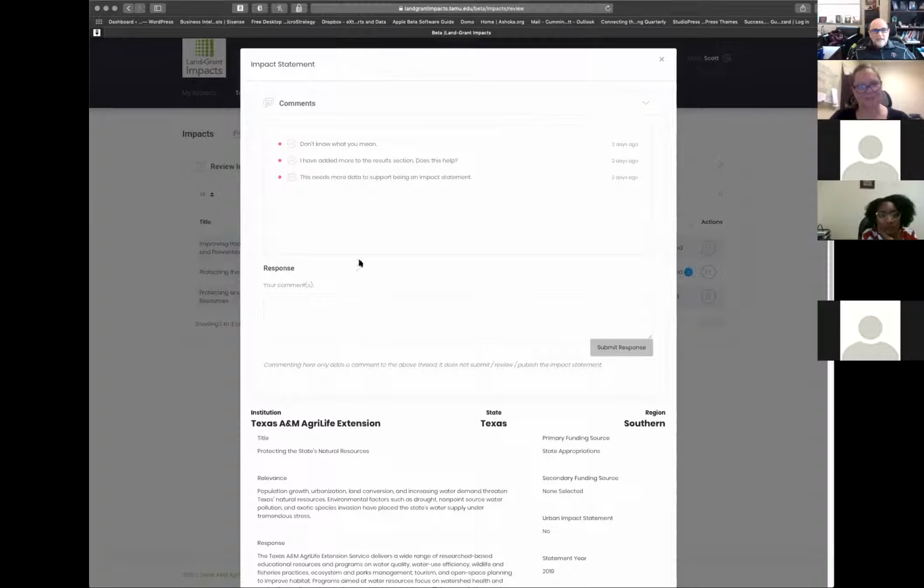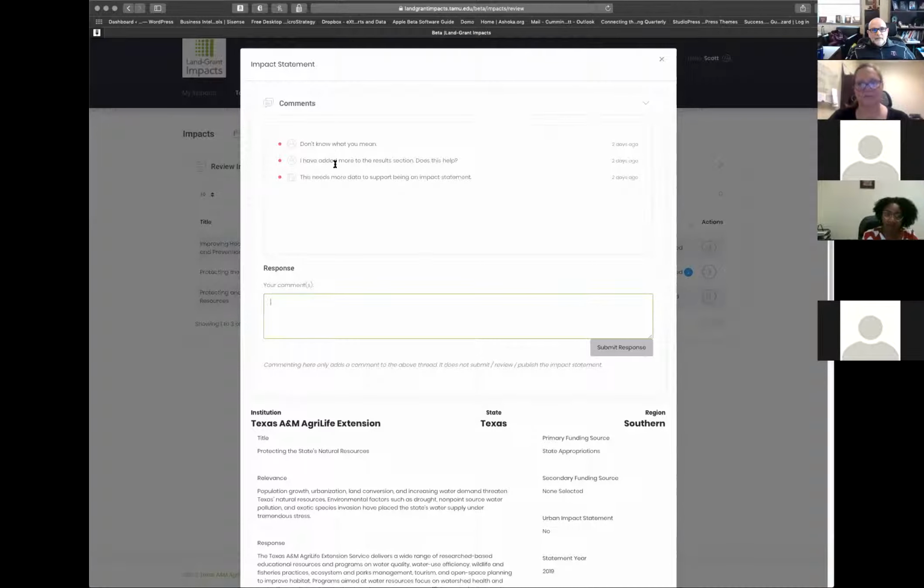The reviewer read this statement and sent a note back to the editor, which was me, that said, this needs more data to support being an impact statement. That was 2 days ago. When I got this back, and when the reviewer types in this box and submits their response, the institutional editor will get an email saying you have an impact statement with comments from the reviewer. I don't know the exact language, but you'll get a note back that says you've got something to go in and check.